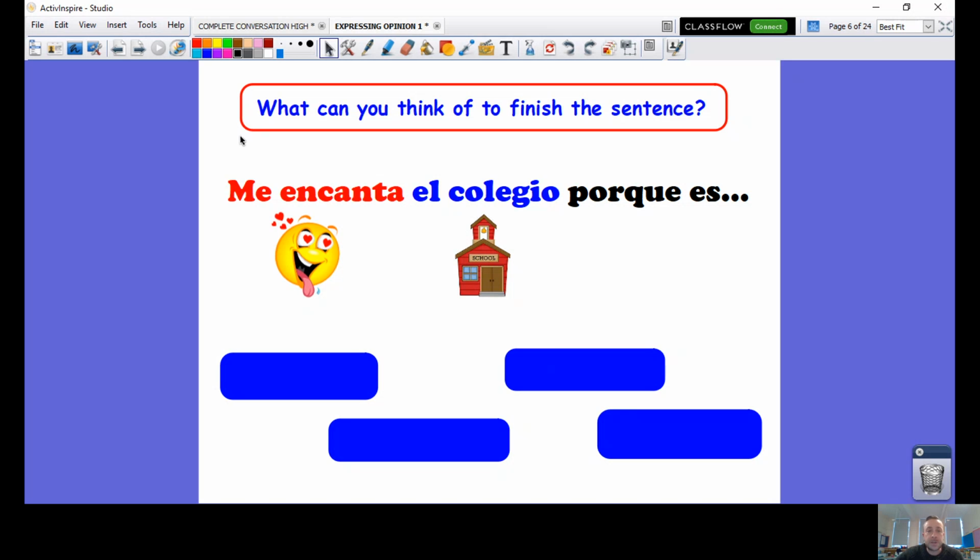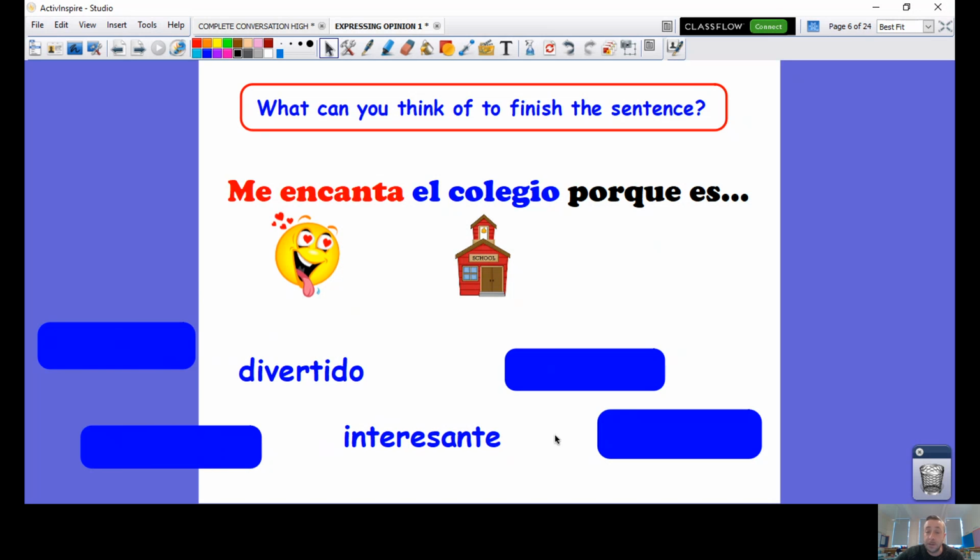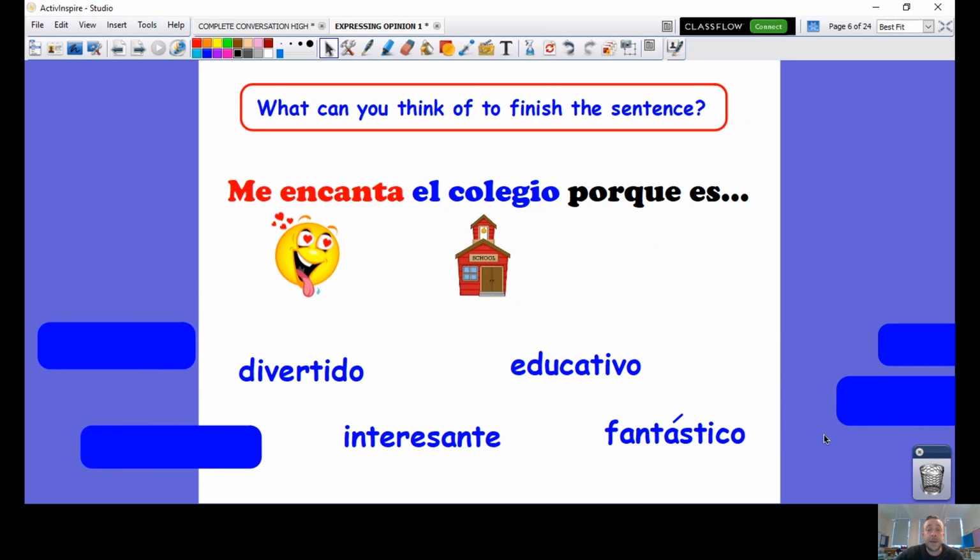Good. We could finish this with me encanta el colegio porque es divertido, fun. Me encanta el colegio porque es interesante, interesting. Me encanta el colegio porque es educativo, educational. Me encanta el colegio porque es fantástico, because it's just fantastic.